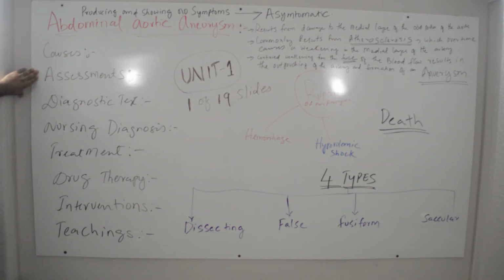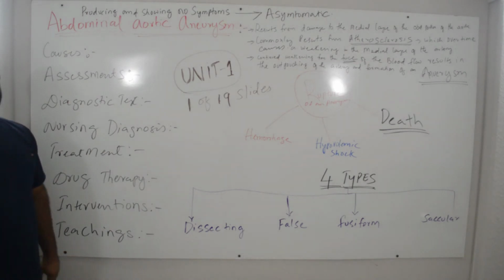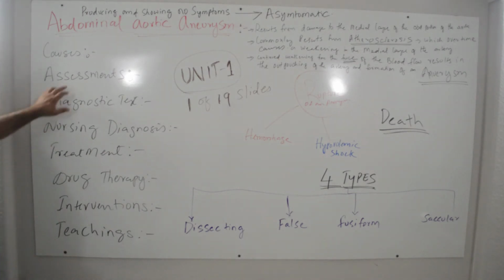So it is commonly asymptomatic, and the other assessment findings are lower abdominal and back pain, diminished femoral pulses, and systolic blood pressure lower in the legs than in the arms. Okay? So the assessments, we will go over the assessments one more time.